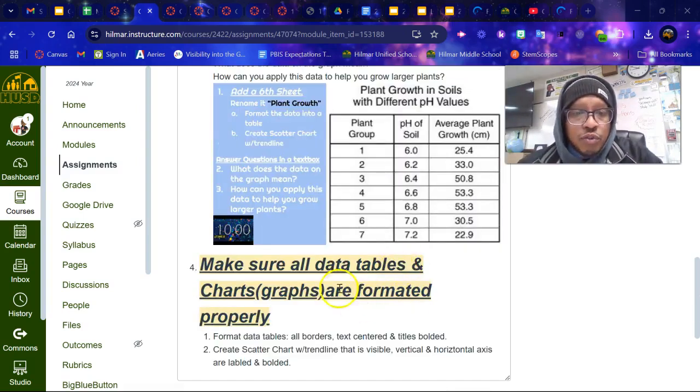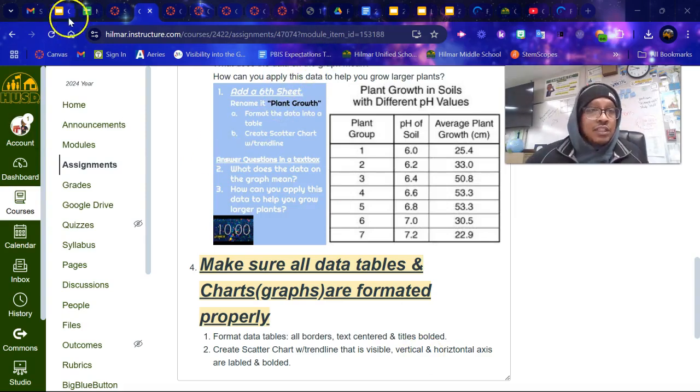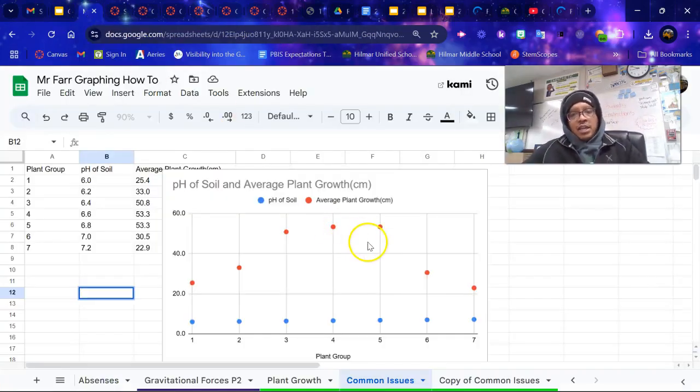And then what you want to do is make sure all data tables and charts and graphs are formatted properly. Format data tables: all borders, text centered, titles bolded, right? Create a scatter chart with a trend line that is visible, with vertical and horizontal axes that are labeled and bolded. So these are some of the common mistakes that I saw. I'm just going to pull those up, and I replicated some of the most common mistakes that I see here. So you want to make sure to go back through all of your graphs and make sure that this is good.